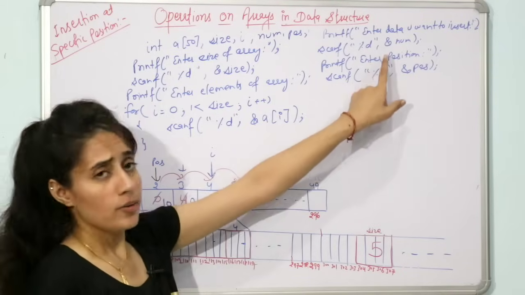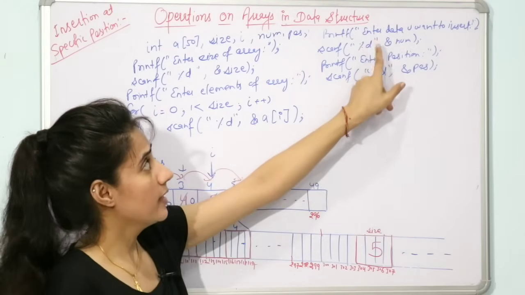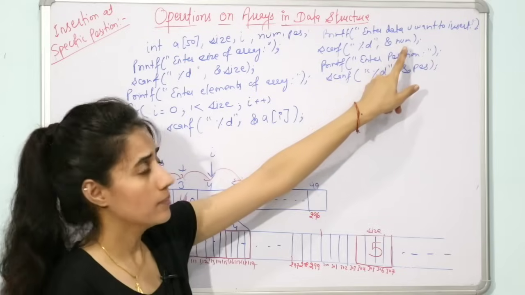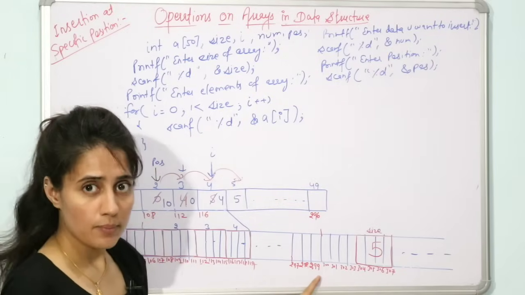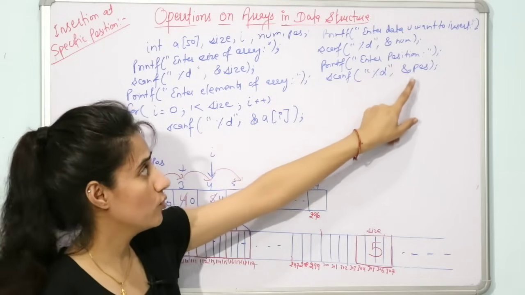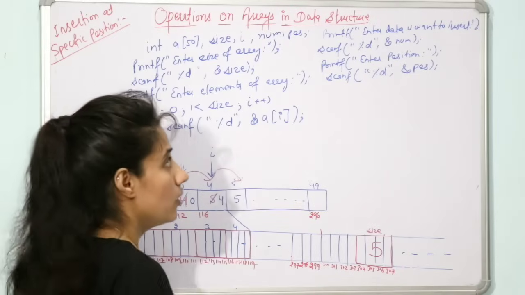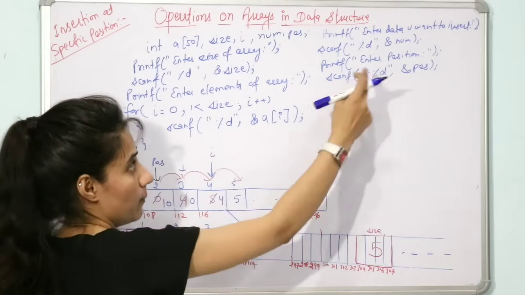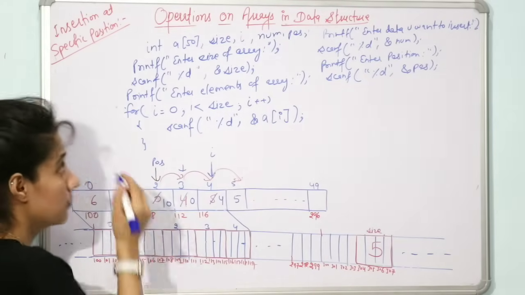So these two more inputs you will take from the user. Enter the data you want to insert, that is scanf %d address of num. Fine. For num also 4 bytes is to be allocated in the memory, and enter the position at which you want to insert, and for position also 4 bytes is to be allocated in the memory. Now you have number also, you have position also. Suppose number is 10 and position is 3.